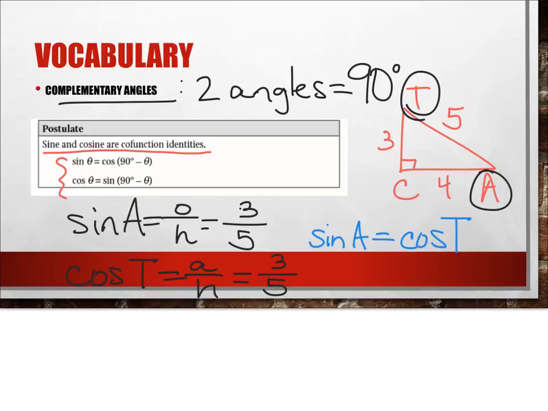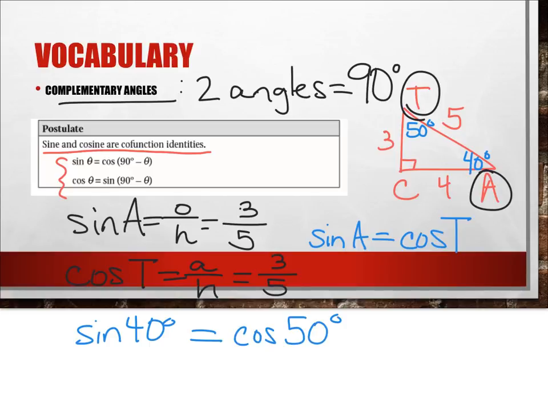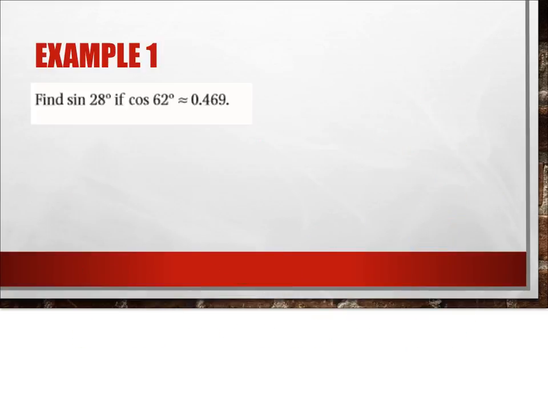And if we had actual measures of the angles, for instance, let's say angle A was 40 degrees and angle T was 50 degrees, then that would mean that the sine of 40 degrees should be the same as the cosine of 50 degrees. Check that out in your calculator if you'd like to. They both turn out to be, when you punch them in separately, that decimal value. And that is really all there is to it.